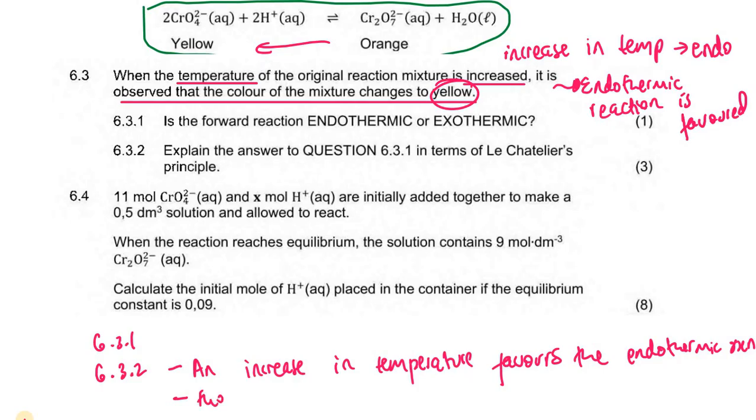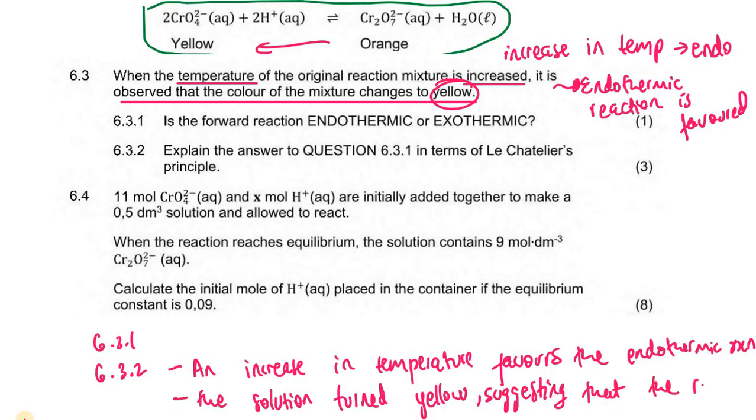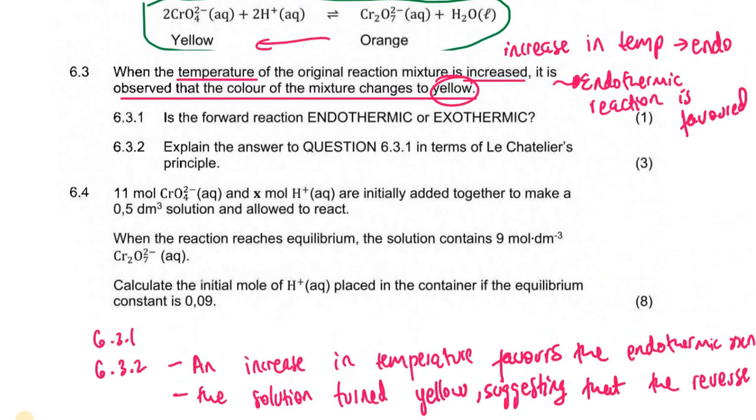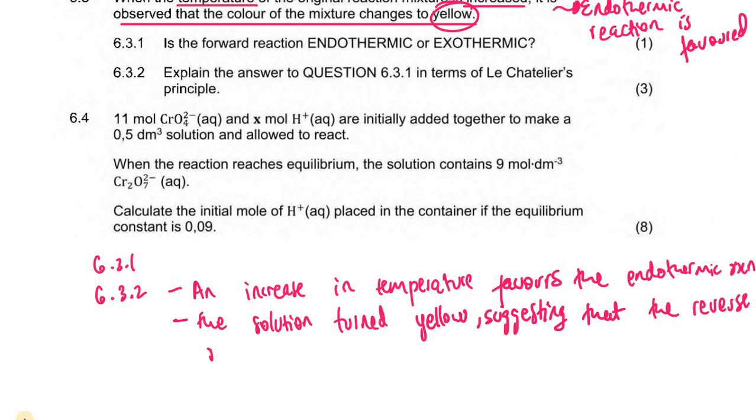The solution turned yellow, or the mixture turned yellow, suggesting that the reverse reaction was favored. This suggests that the reverse reaction was favored.